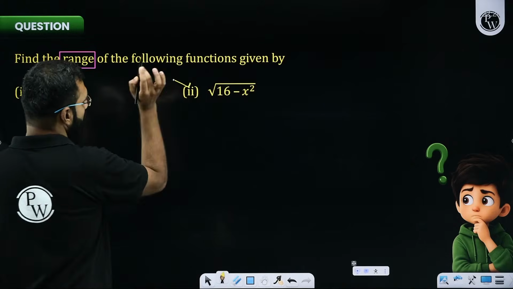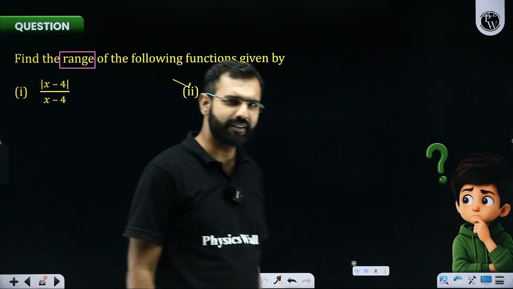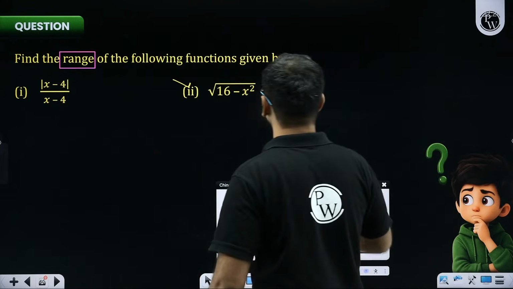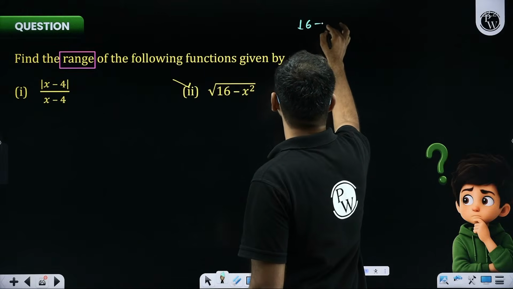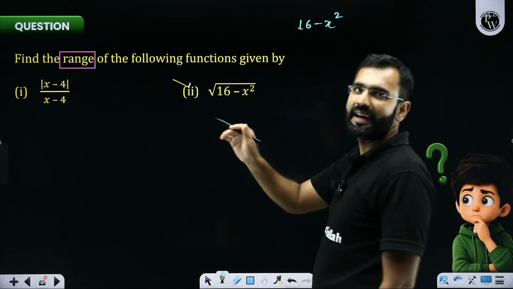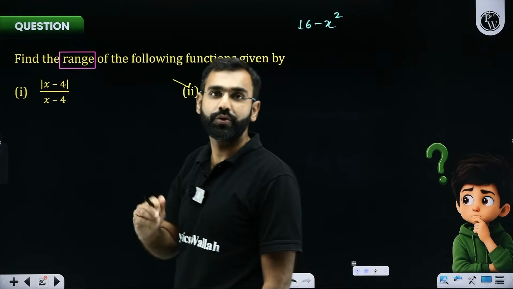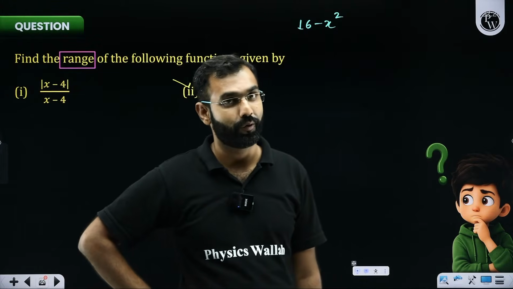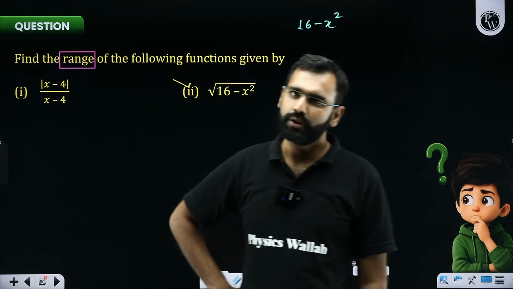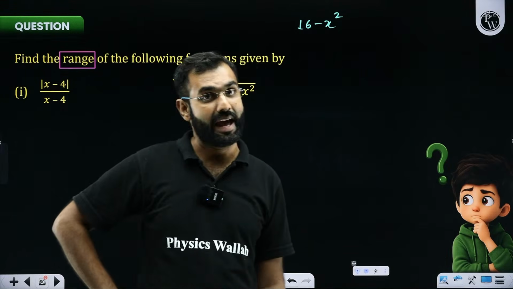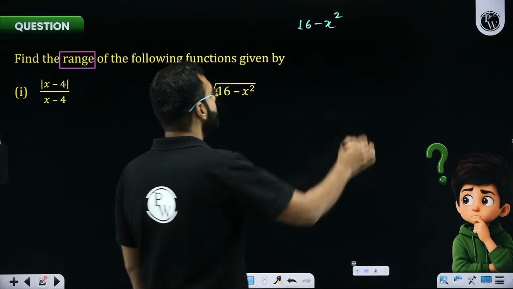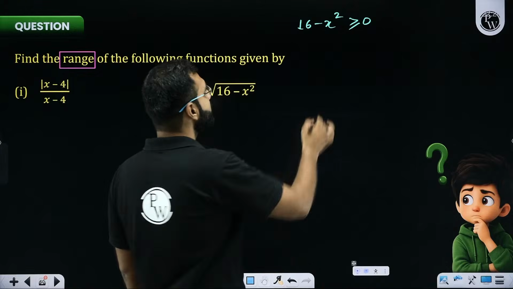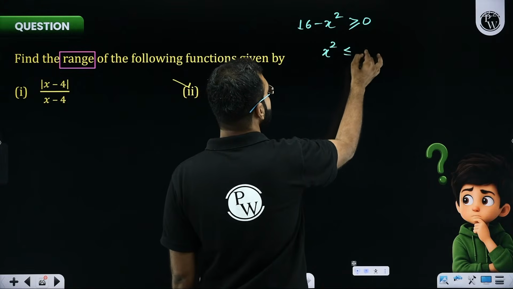16 minus x square inside an under root. First of all, let's talk about its domain. Can you help me with the domain of this function? When you want to talk about the domain of something written inside a square root sign, the square root of negative values is not defined. You can take the square root of only non-negative values. So that expression inside the under root sign has to be non-negative, which means 16 minus x square has to be greater than or equal to 0. Which means x square has to be less than or equal to 16.